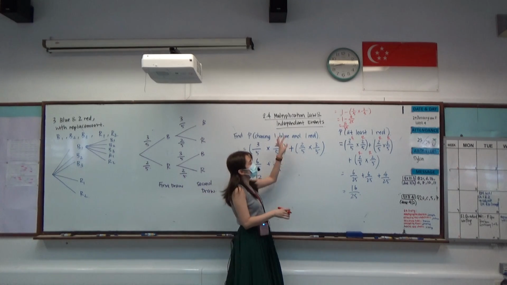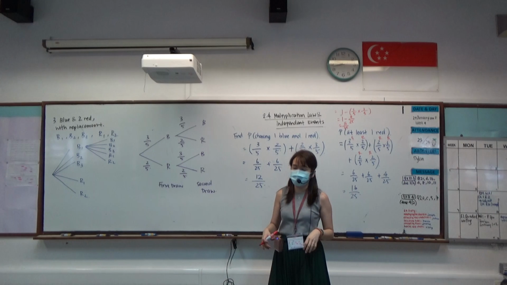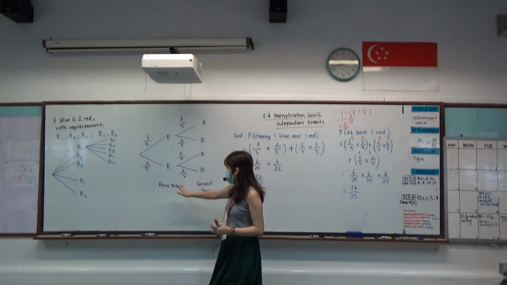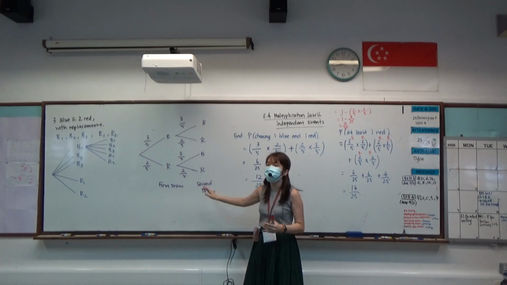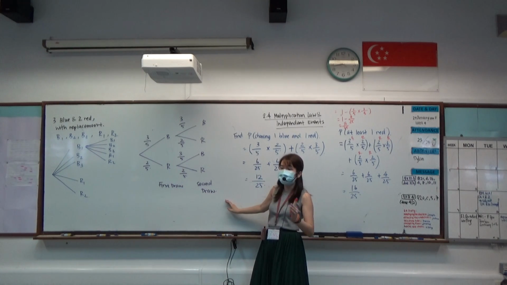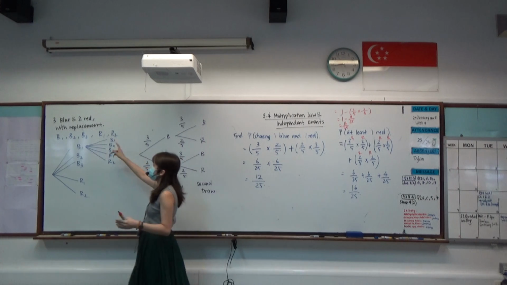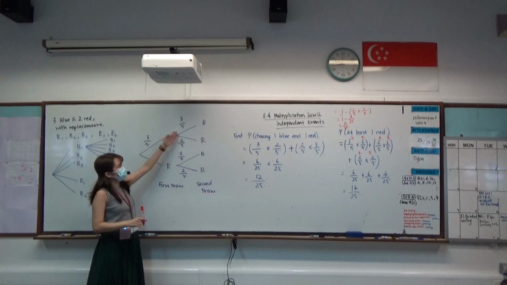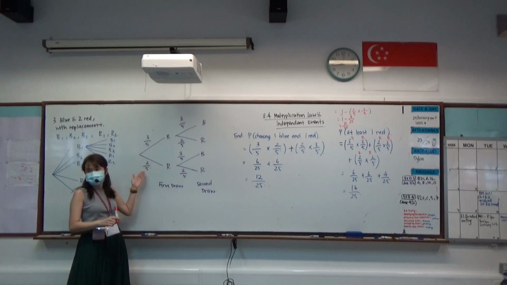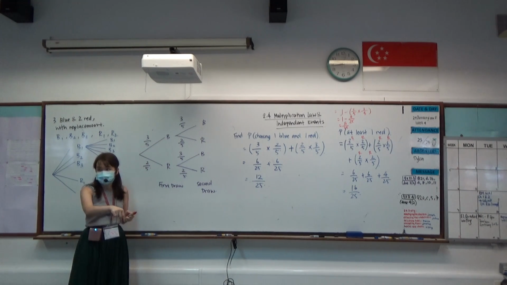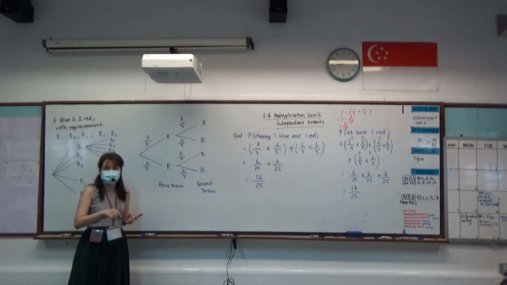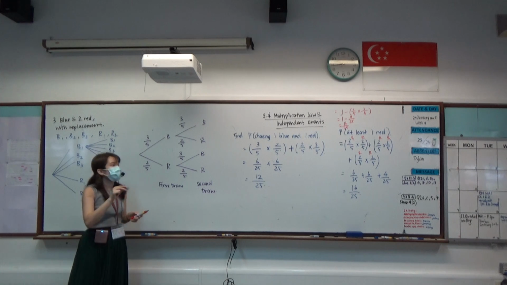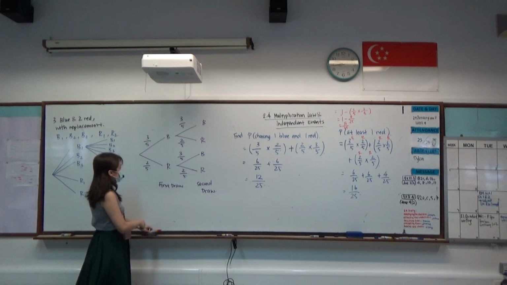Right? Now, when it comes to independent events, what is an independent event? Independent means that the two events, first draw and second draw, don't affect one another. Meaning to say, in this case, when we say that there is replacement, our probabilities here for blue and red don't change because I put back the ball. Right? And that is what we call independent events. Now, what if I don't put back the ball? If I don't put back the ball, then the probability will change.